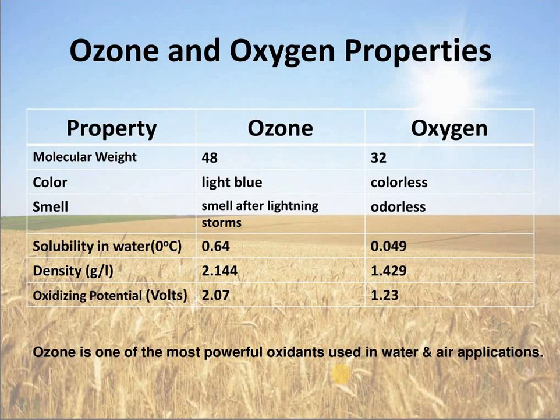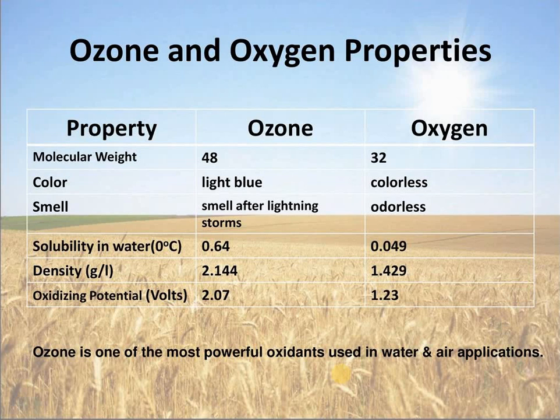The point I want to discuss here is the molecular weight of ozone is 48, and both gases are heavier than air. The color of oxygen, you know, is colorless, but ozone is light blue, and that color may change into violet also depending upon the temperature condition when it turns into solid. Smell after lightning storms, and that is waterless. Solubilities, as we have discussed already, oxygen is 0.049 and ozone is 0.64. Density is 2.144 and 1.42 for oxygen. Oxidizing potential is 2.07 and 1.23.